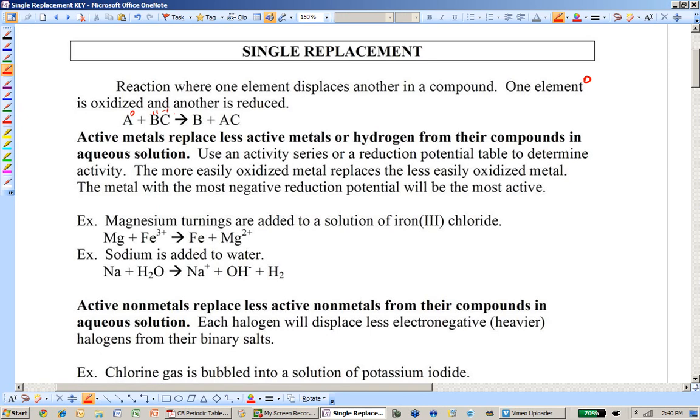So active metals replace less active metals or hydrogen from their compounds in aqueous solution. So if you use an activity series, which is simply a reduction potential table, to determine the activity, the more easily oxidized metal replaces the less easily oxidized metal. That means the metal with the most negative reduction potential will be the most active.